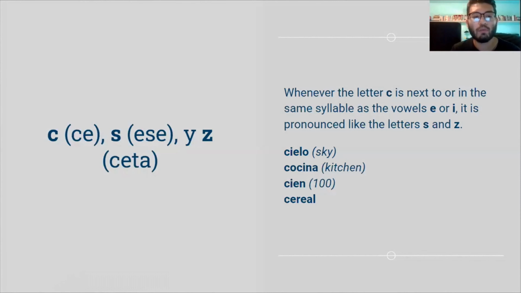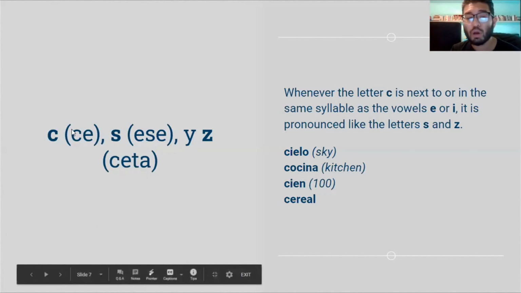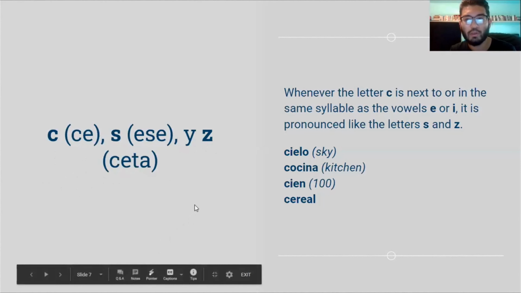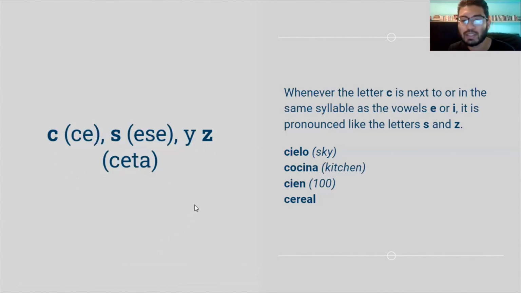Another example of letters that share a similar sound is with C, S, and Z. In English, we also have the differentiation between C, as in crying, or Z as in zebra. They are pronounced differently. They produce different sounds. In Spanish, they can produce the same sound, no?